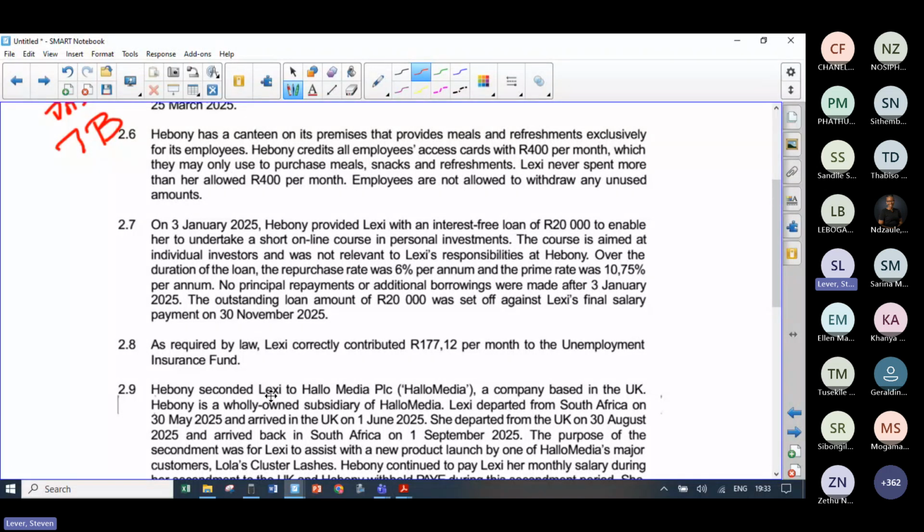If you give an employee a study loan, there is no fringe benefit on it. So for this one, yes, I understand that they're giving you interest rates, but you do not need to calculate low interest loans. I want to ask you as well, repurchase rate 6, prime rate 10.75. If this wasn't a study loan, which one would you use? What percentage would you use? Can you just put it in the chat? What percent you think you would use to do your fringe benefit calc?